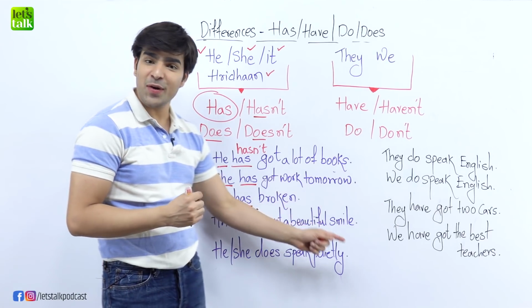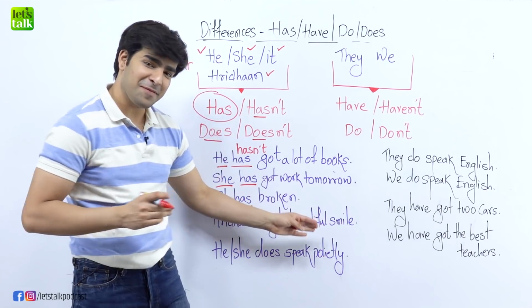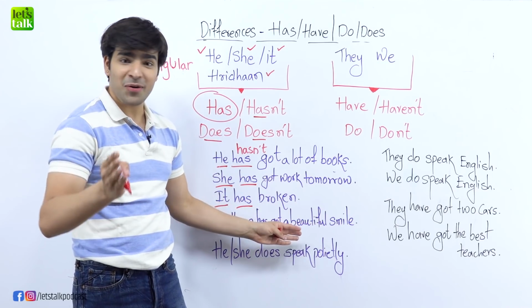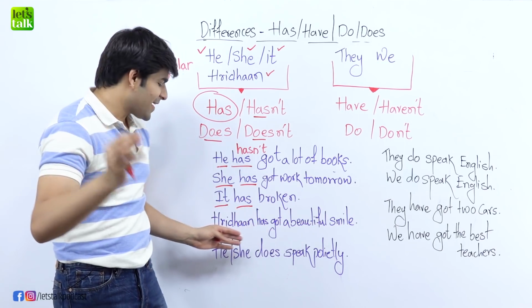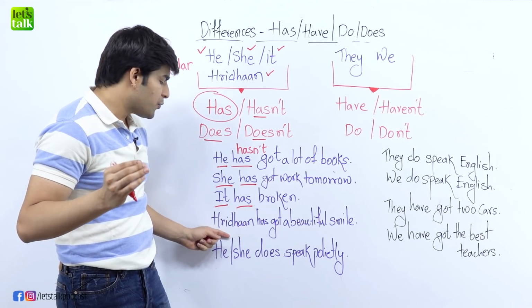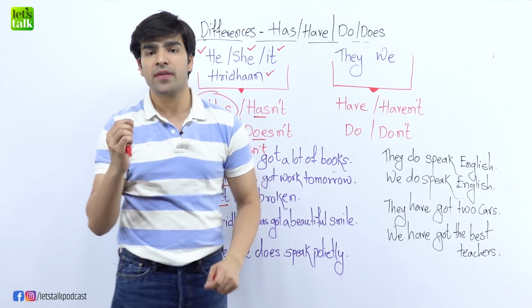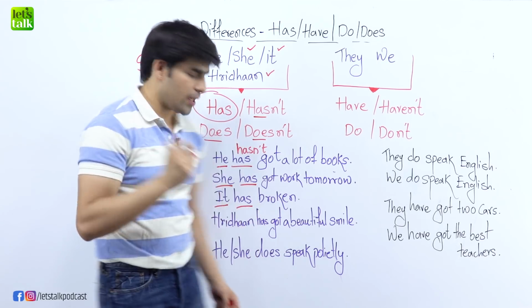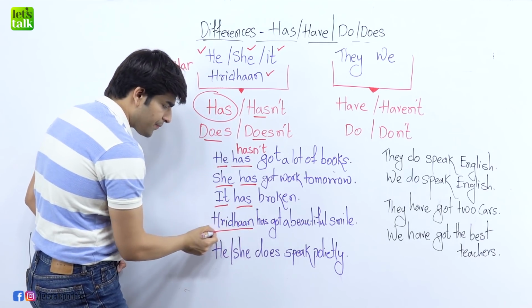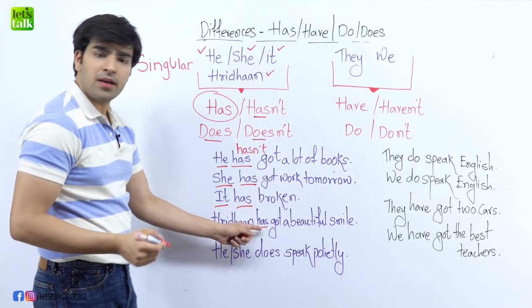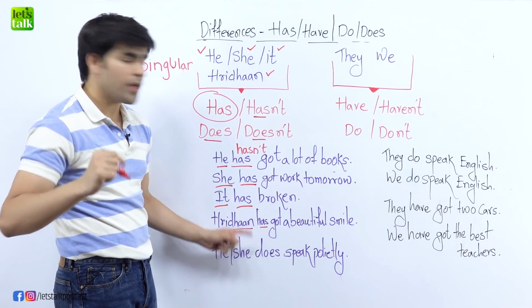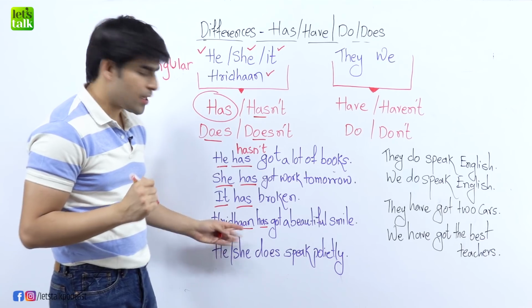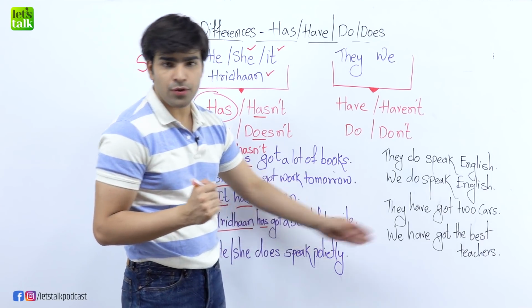Hridhaan has got a beautiful smile. Now, it is a bit of a funny one here. I'm not sure what all you'll comment down there. But let's look at it here again. Hridhaan has got a beautiful smile. Hridhaan is one boy or many boys? Hridhaan is just one boy. So we write Hridhaan has. With Hridhaan, who is just one boy, we use has with it. Hridhaan has got a beautiful smile.